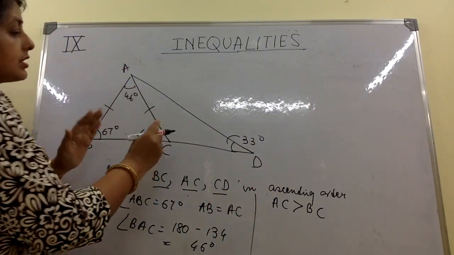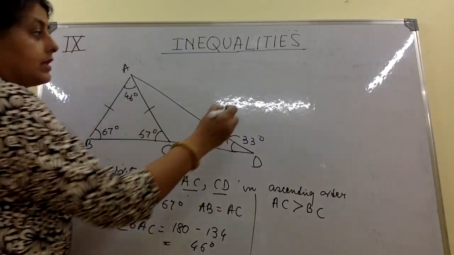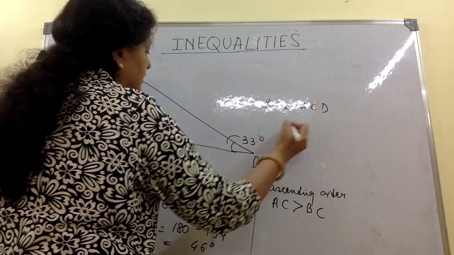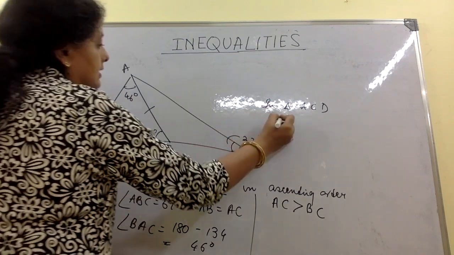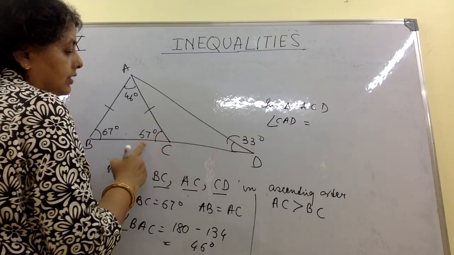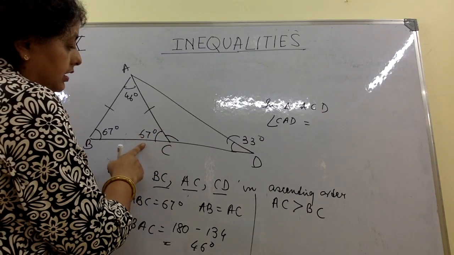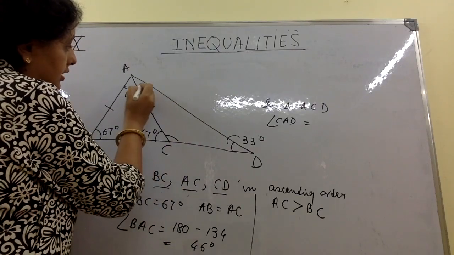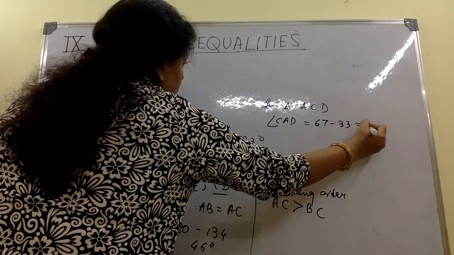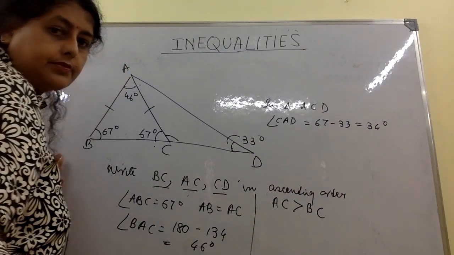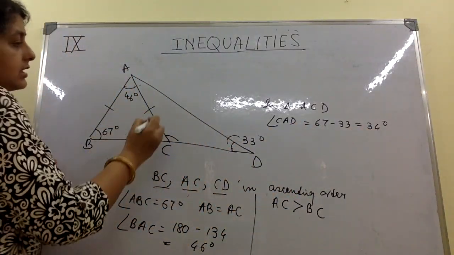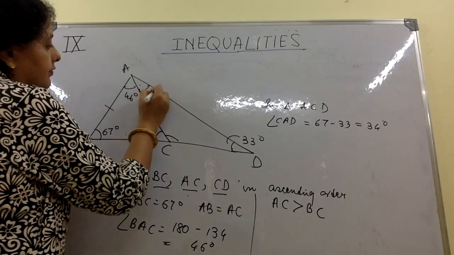Let us now start with this part of the triangle. In triangle ACD, angle CAD is equal to how much? This is 67. Exterior angle is the sum of interior opposites. So this plus this is 67. So 67 minus 33 is 34 degrees. That means angle CAD is 34 degrees.